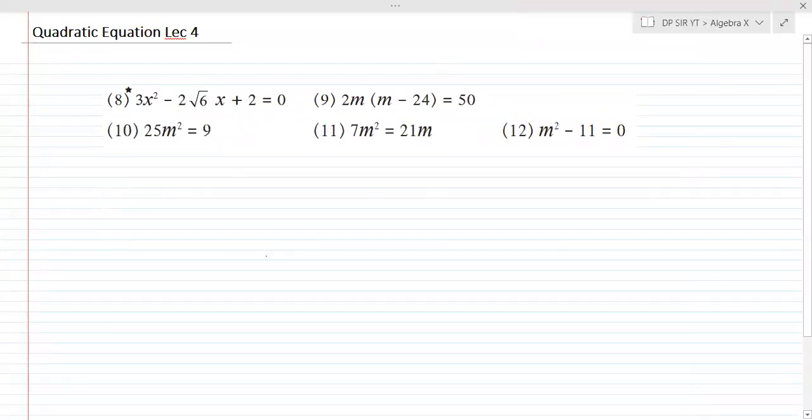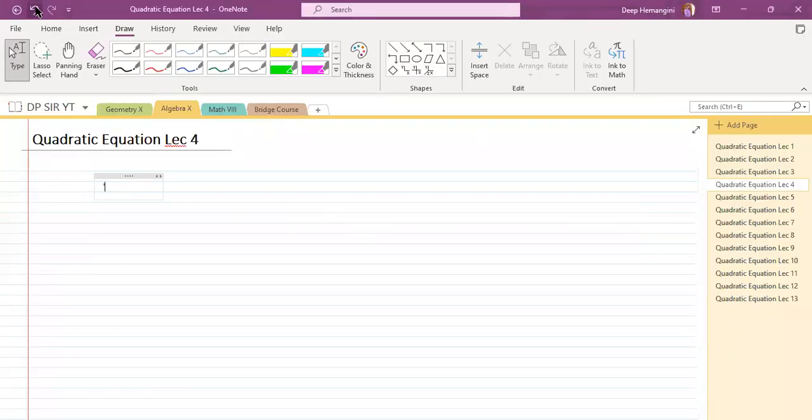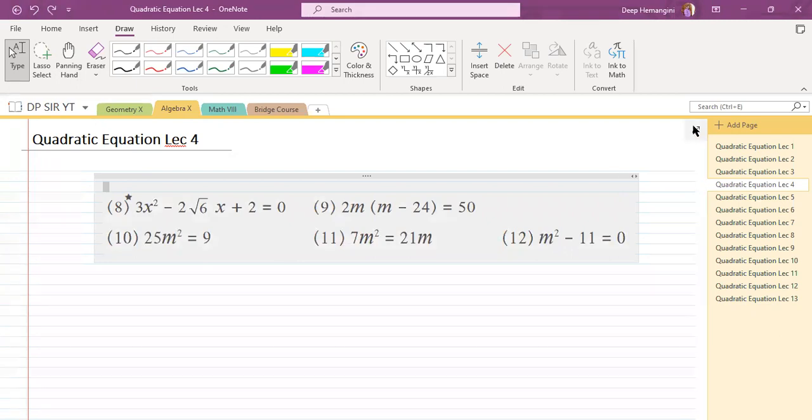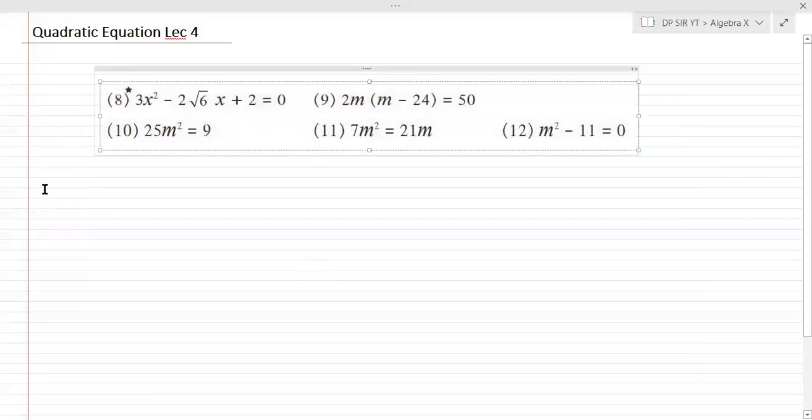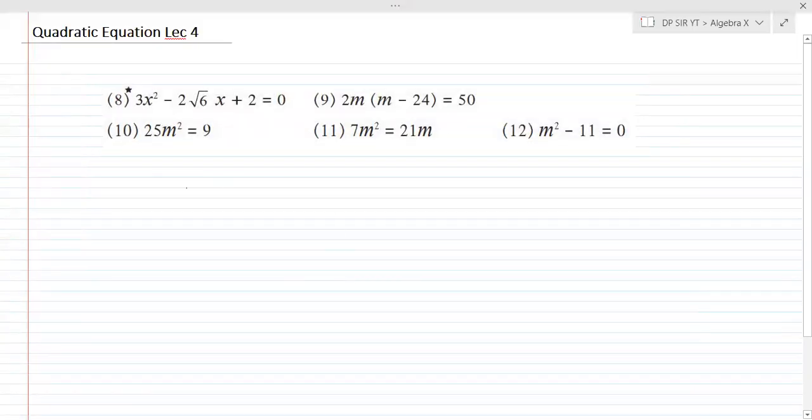So eighth question here is, where are the questions gone? Did I paste somewhere wrong? Anyway, so let's start with the eighth question. I don't know, it's not loading properly.